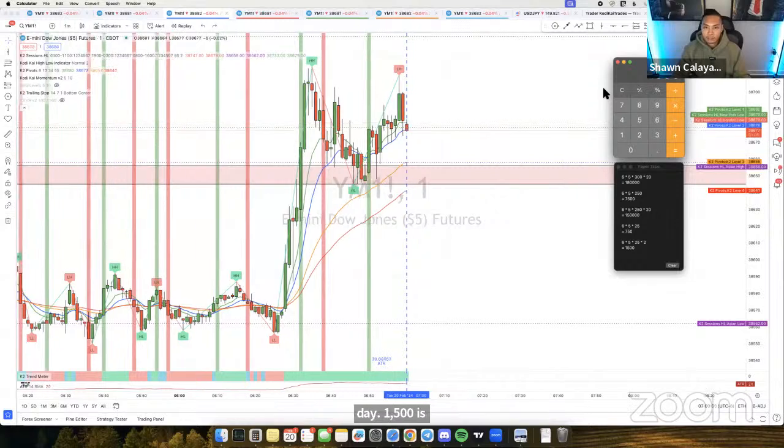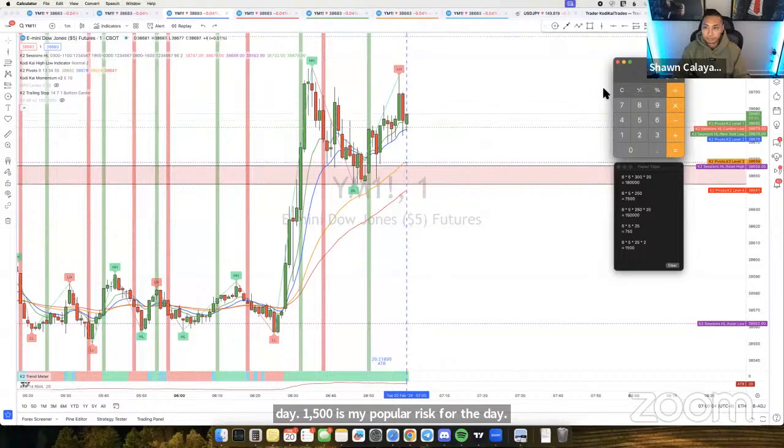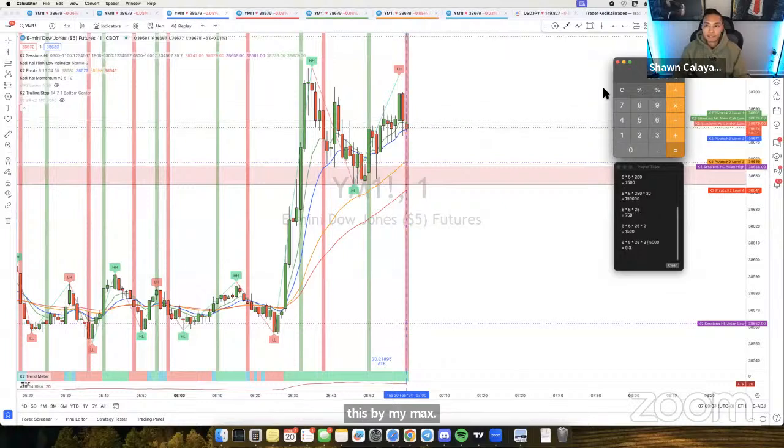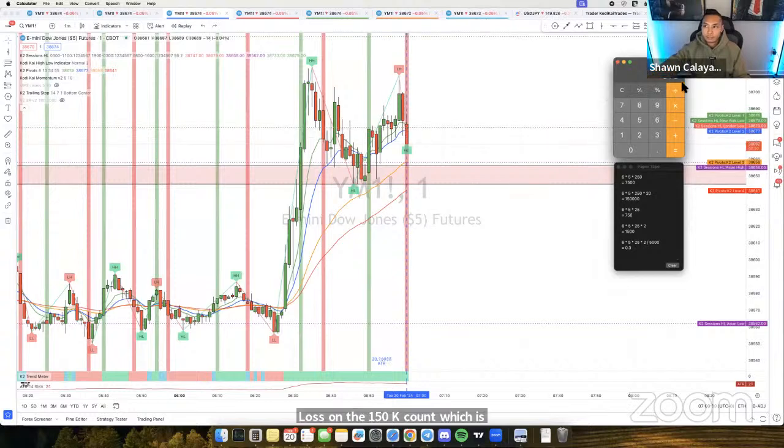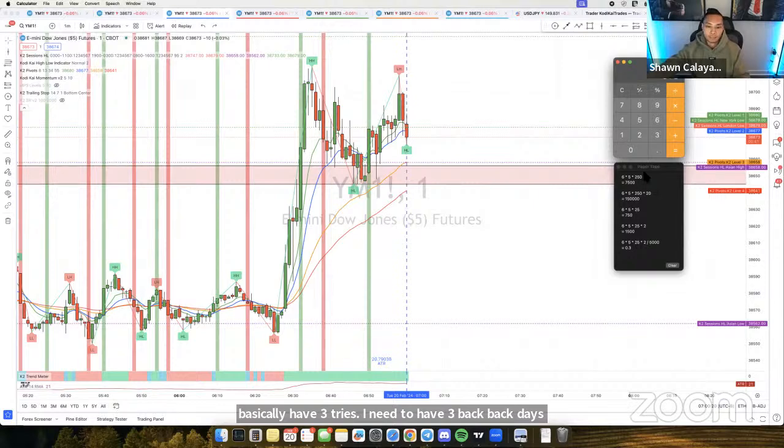The win rate's pretty high. It's like 73%. We divide this by my max loss on the 150K account, which is 5,000. So I basically have 3 tries. I need to have 3 back-to-back days of back-to-back losses. That means 6 losses back-to-back, right? Which is just never going to happen, right?